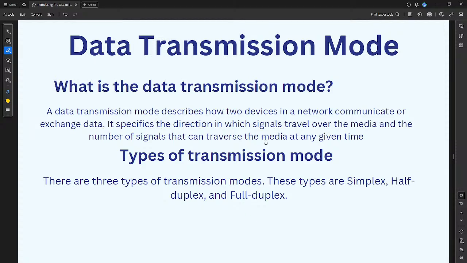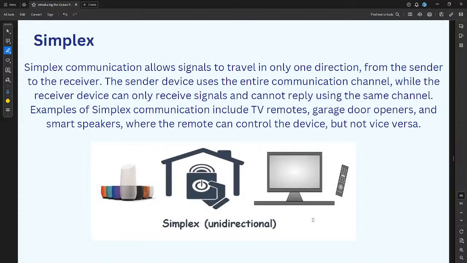So when you talk about data transmission, what we're essentially saying is, how is data being transmitted from point A to point B, from my system to your system? How is the data being transmitted? And we have different types of transmission. We have the simplex, we have the half duplex, and finally the full duplex. We'll look at that shortly.